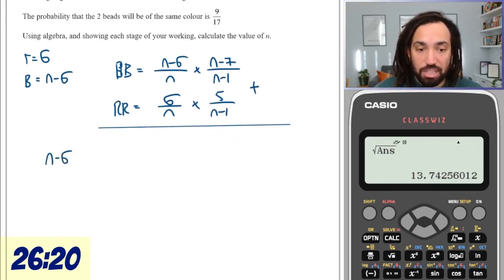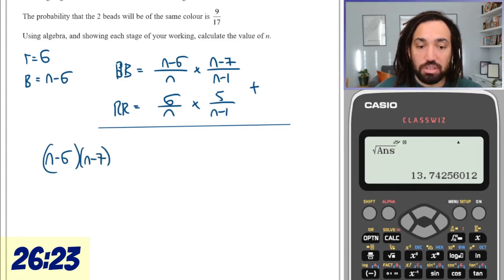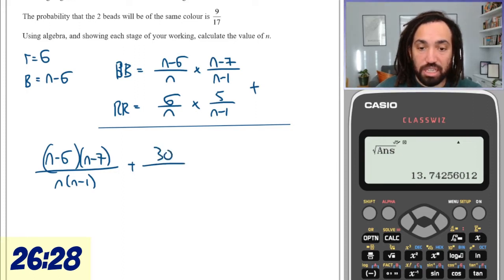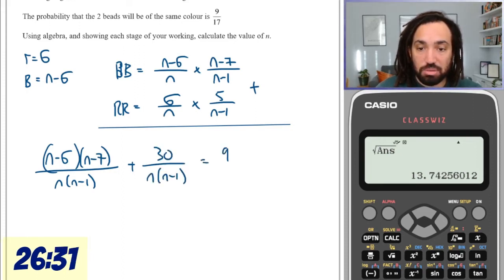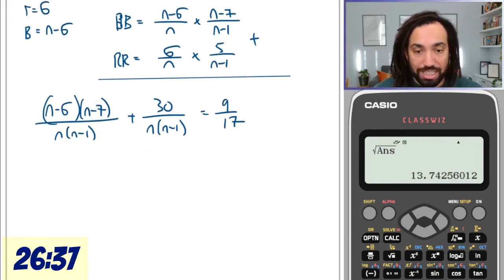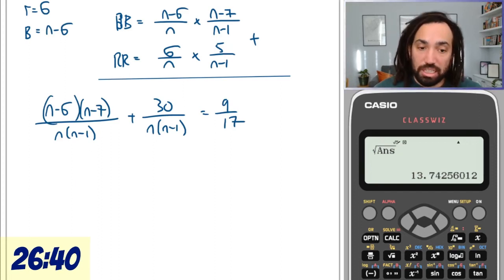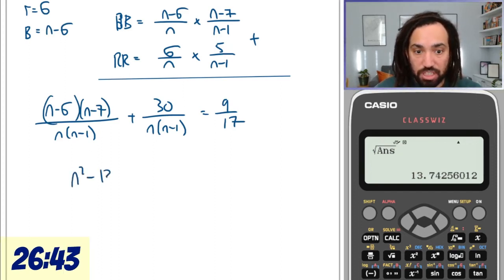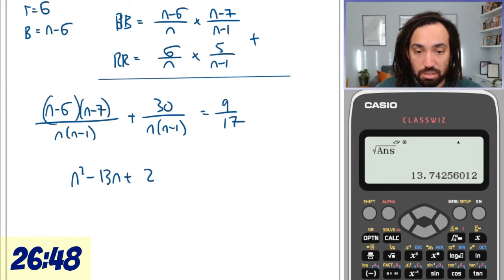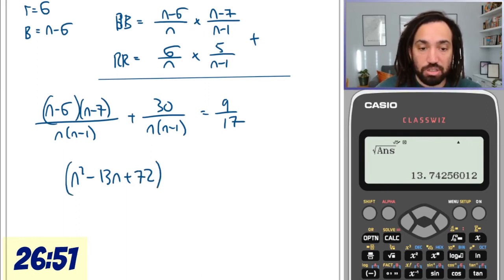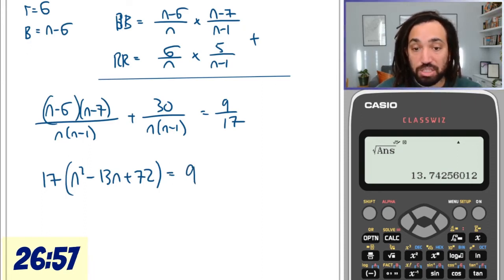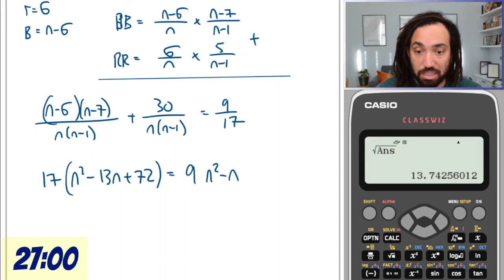So we have n minus 6, n minus 7, all over n minus 1, plus 30 over n minus 1, and this is equal to 9 over 17. Okay, so we're going to multiply out this bracket, and that's going to give me n squared minus 13n plus 42, plus a 30 makes 72. And we're going to have to multiply that through by the denominator of the other side, 17. And that will equal 9 multiplied by the denominator on the left-hand side, which is n squared minus n.